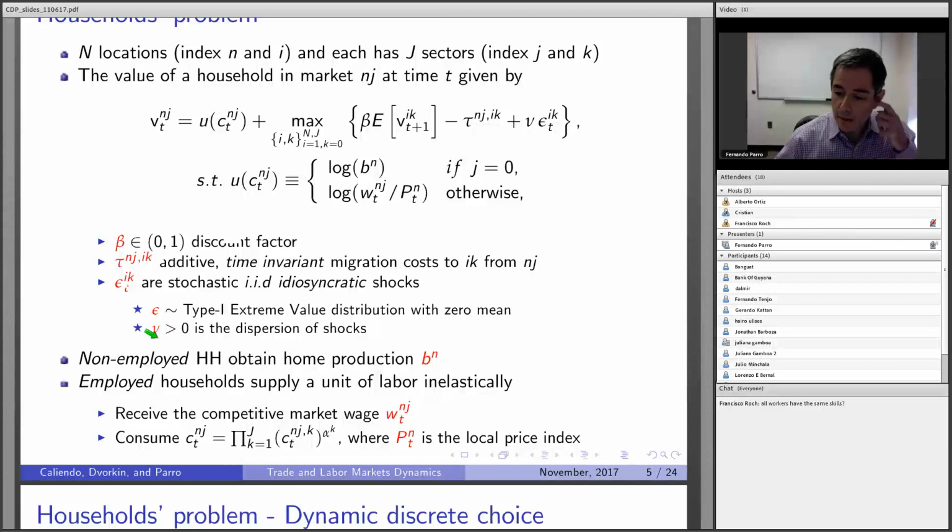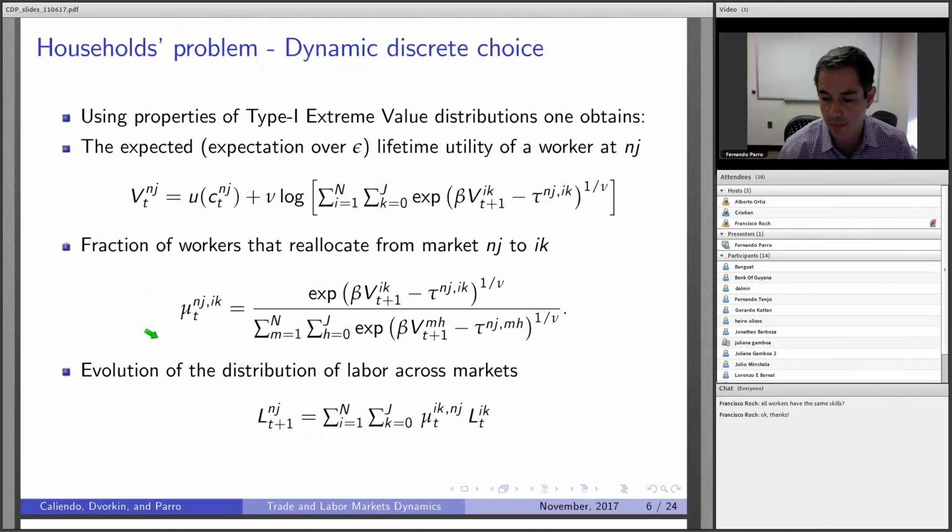Yes, so all workers have the same skill. In this paper, we don't distinguish across different skills. We have more recent papers where we apply this same machinery to study the effects of the EU enlargement, where migration policies were eliminated. In that paper, we allow for different types of skills. But in these papers, there's going to be only a single skill.